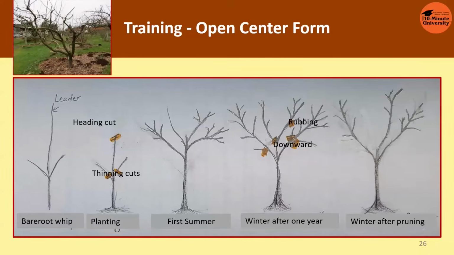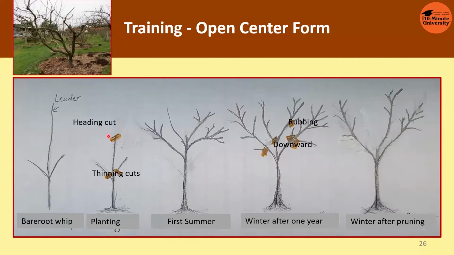I mentioned earlier that apple trees naturally want to grow as a central leader. Well, this is an apple tree, and it received the training when it was planted. So now it's an open center form. And how do you train an apple into an open center form? Well, ideally, you begin at planting with your bare root whip. You make a low cut that's at 18 to 36 inches above the graft union.